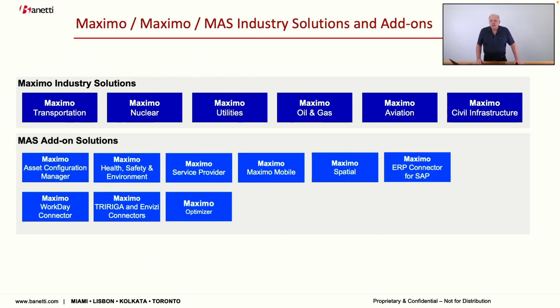From a high level, what we're looking at is, in addition to Maximo, we can now do what we call industry solutions: transportation, nuclear, utilities, oil and gas, aviation, and civil infrastructure. And then we can also do add-ons: configuration management, health, safety, and environment, etc. The add-ons can be added to the core Maximo product directly or to the core Maximo product with the industry solution installed. That's why they're separated out. They're generic to work across the Maximo solutions, the core product and the industry solutions.